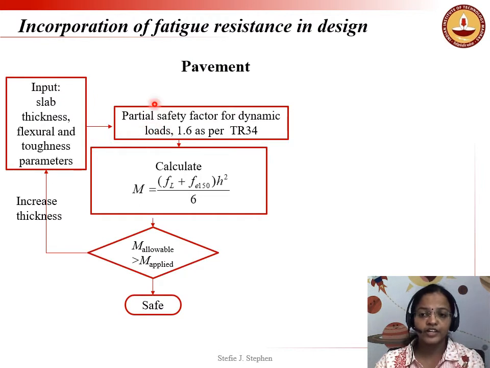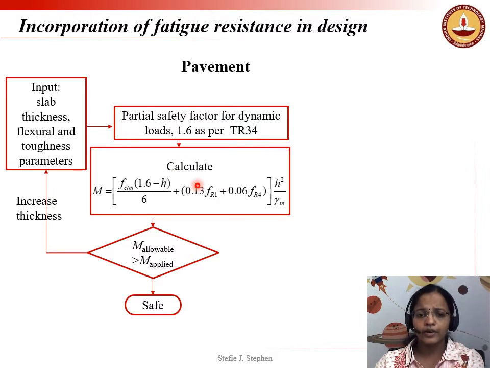The conventional design of pavement employs this methodology. The partial safety factor for dynamic loads of 1.6 is assumed for calculating the applied load. Then the allowable moment is calculated using the pre-peak and post-peak parameters, either using equivalent strength or residual strength. Then the design check is performed.